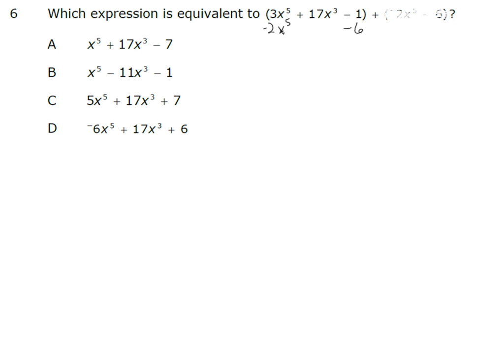Alright, so finishing right here, when I combine like terms, negative 2x to the fifth combined with 3x to the fifth, I just get x to the fifth. This plus 17x cubed has nothing to combine with, so it stays the same. And negative 1 minus 6 is negative 7. And it's as simple as that, just combining like terms. You didn't even have to stack it if you can just see where the like terms are. Okay, so that one right there matches up with A.